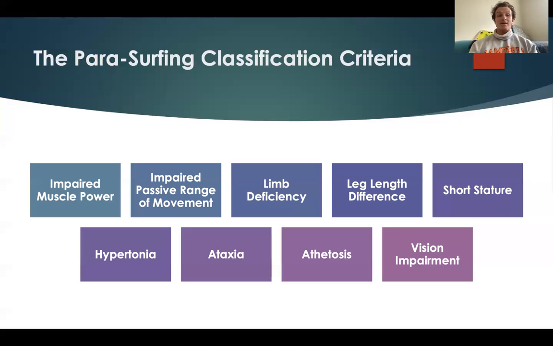Seventh is ataxia. Surfers with ataxia have uncoordinated movements caused by damage to the CNS. Examples can also include TBI, cerebral palsy, a stroke, and multiple sclerosis. Eighth, we have athetosis. Surfers with athetosis have continual, slow, and involuntary movements. Examples include a stroke, cerebral palsy, or TBI.